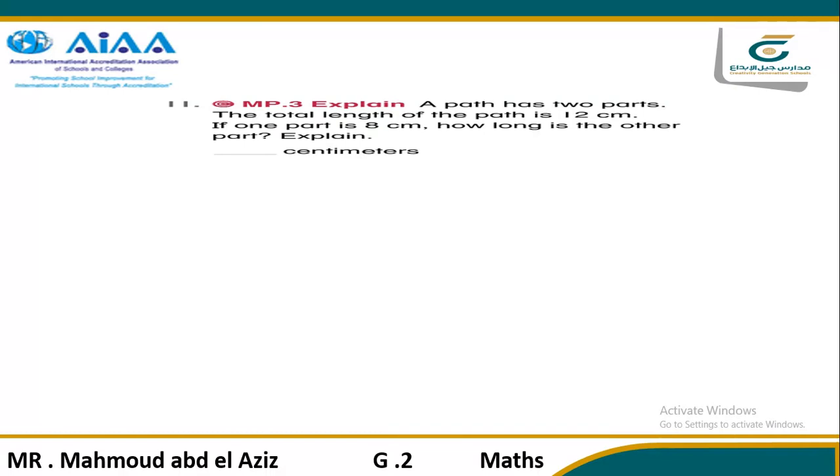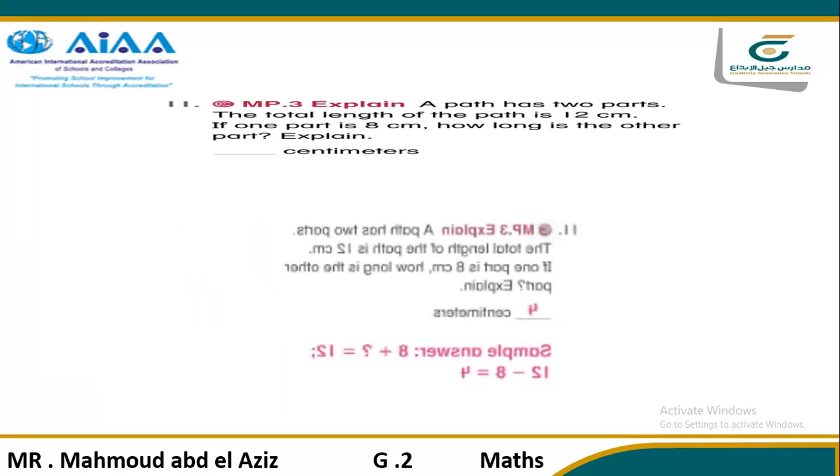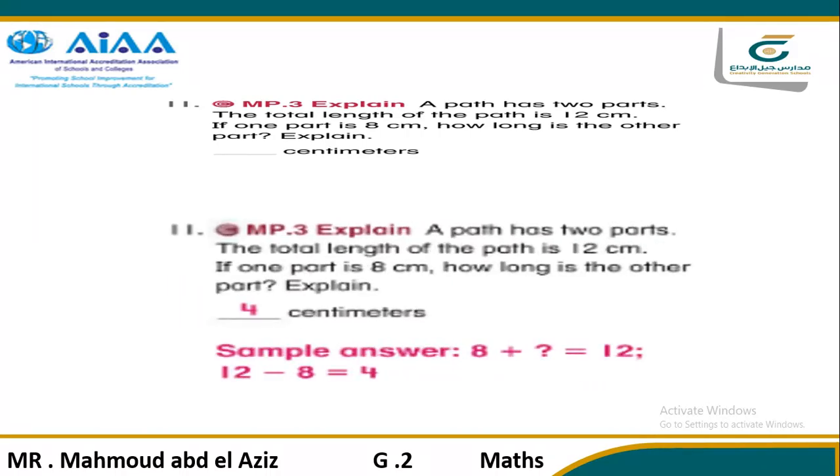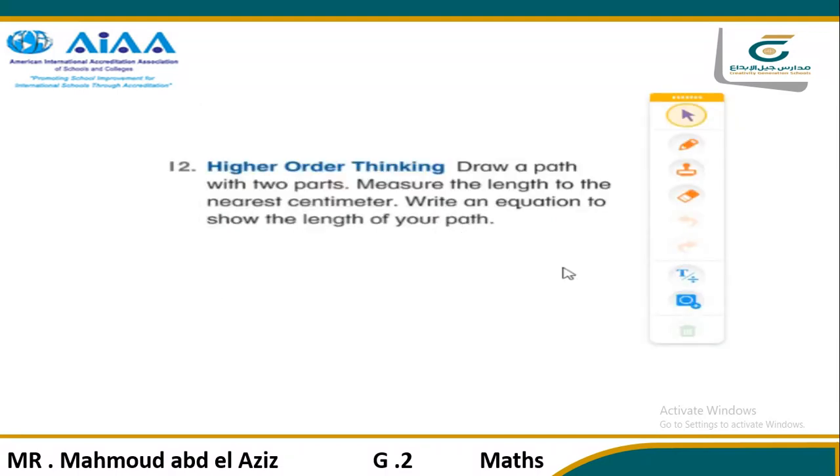Another question, a path has two parts. The total length of the path is 12 centimeters. If one part equals 8 centimeters, how long is the other part? The question here, will you add 12 to 8 or will you subtract 8 from 12? What is the mathematical operation you will do here? He asked for the other part. Yes, excellent. You will subtract them, 12 minus 8, to get the other part. So our answer will be 4. 12 minus 8, which equal 4 centimeters.